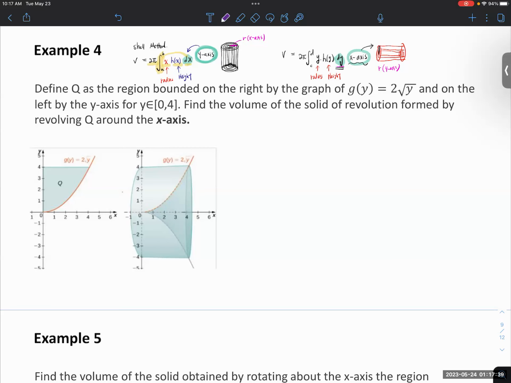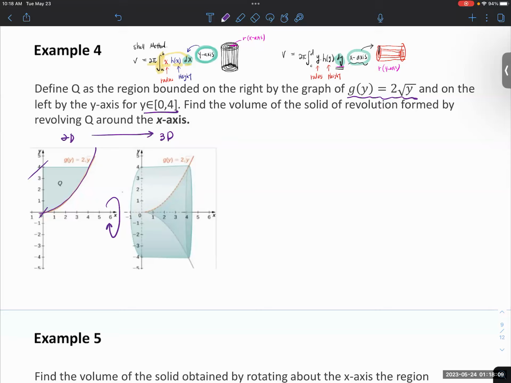So we have the Q, that's the region according to this function, the G function, and this is represented by the y variable. So G of y equals 2 times the radical y, from 0 to 4. Find the volume. You're going to rotate this function around the x-axis. So this is a 2-dimensional space. When you think about the 3-dimensional image, this is cylindrical.